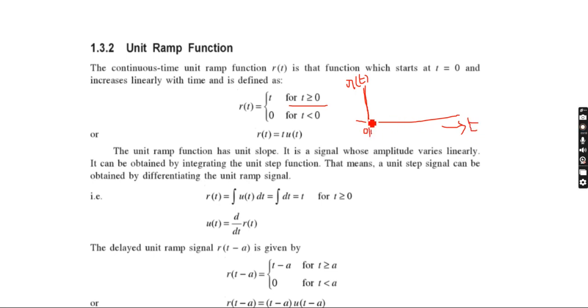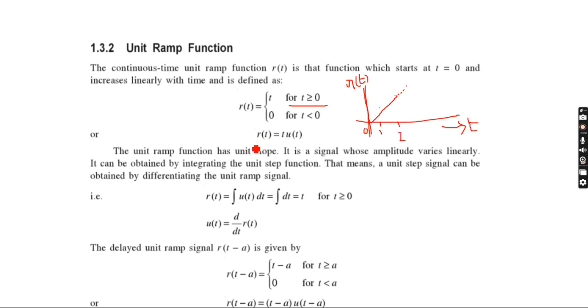So at t equal to 0, R of t equal to 0. At t equal to 1, R of t equal to 1. At t equal to 2, R of t equal to 2, and so on. If you draw the signal, it appears like this, R of t. It is a unit ramp signal.